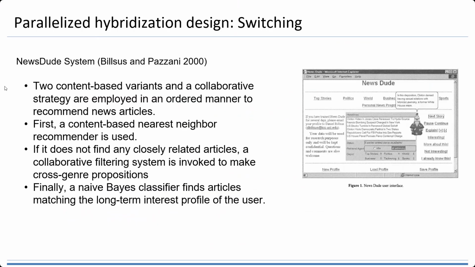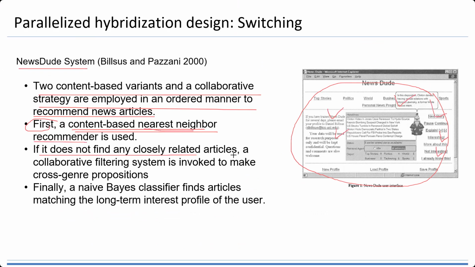Two content-based variants and a collaborative strategy are employed in order to recommend news articles. The first, we will use the content-based nearest neighbor, because in this case there is a research about news. At the first time, we check the content. After we have the content, we check the nearest neighbor recommender. If it does not find any closely related articles, then a collaborative filtering system is invoked to make the cross-genre propositions.